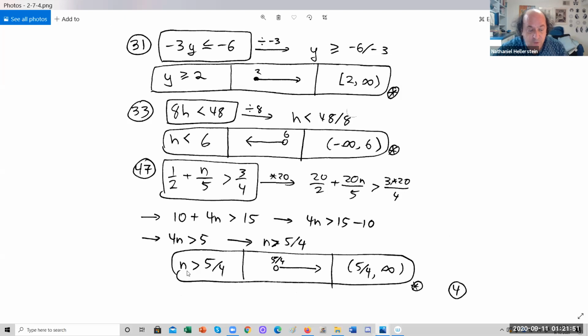Okay, n greater than 5/4. Its graph is this half line, not including 5/4, but everything to the right of it. Round bracket 5/4 to infinity. That's the interval notation.